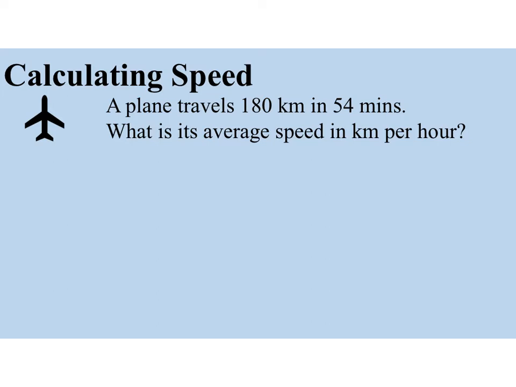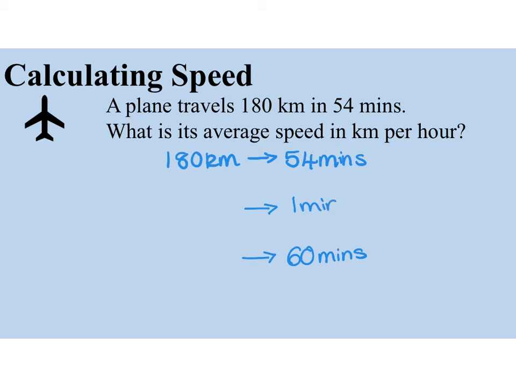Next question, we have a plane. The plane is travelling 180 kilometres and it took 54 minutes. What's the average speed in kilometres per hour? Remember again, an hour is 60 minutes. In the middle here, I will work out how far it's gone in 1 minute.